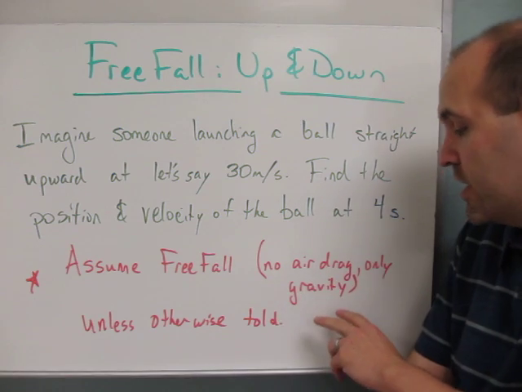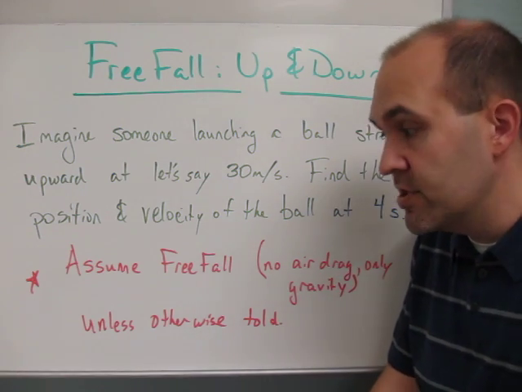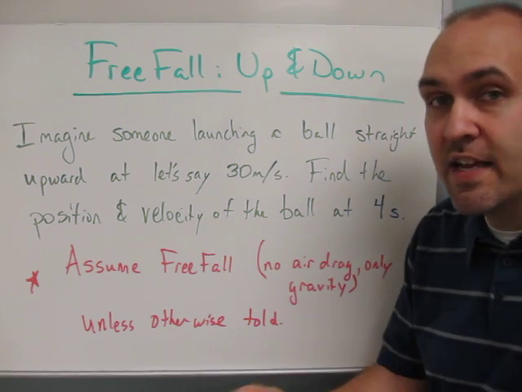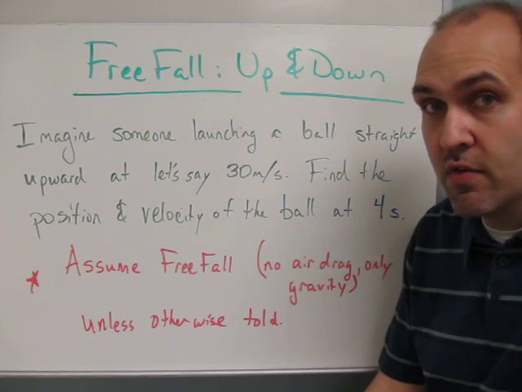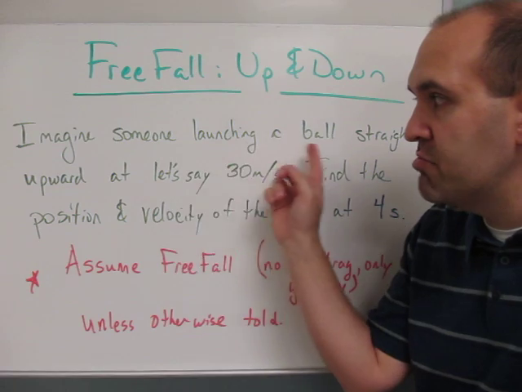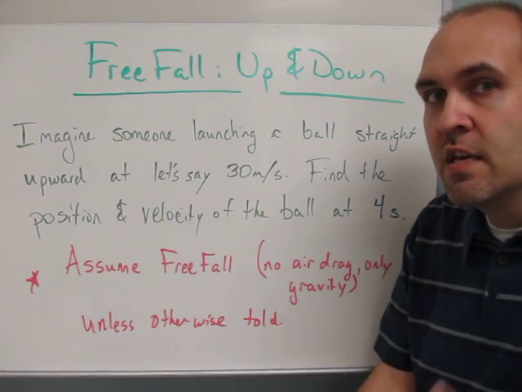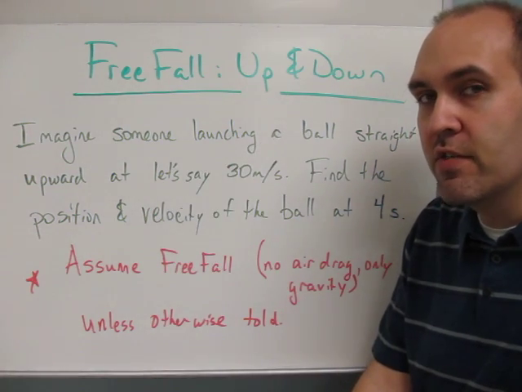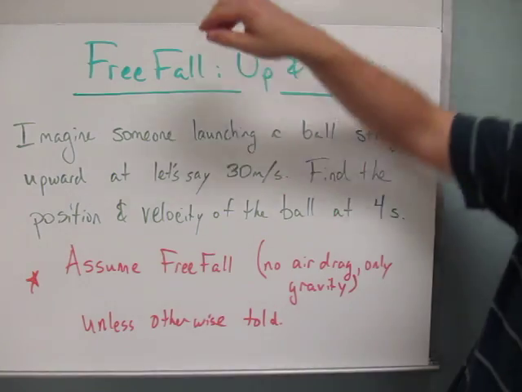That means no air drag and only gravity is acting on the object, unless it's stated somewhere in the problem that it's otherwise, like there is air drag or it has a rocket motor or something like that. So we'll assume that this ball, even when it's moving upward, is only under the influence of gravity, and therefore it's in free fall.